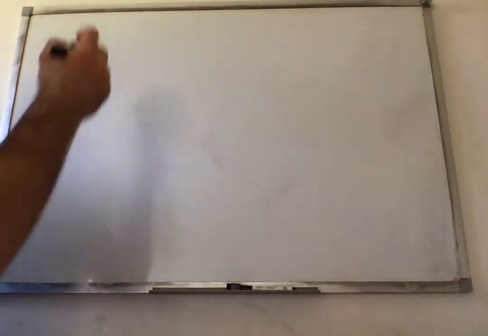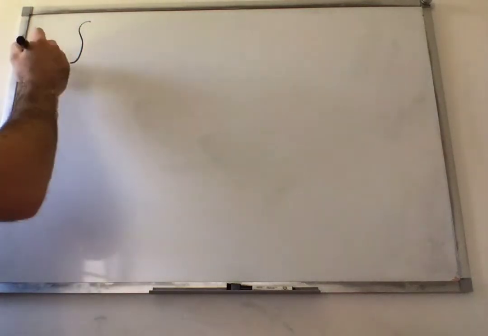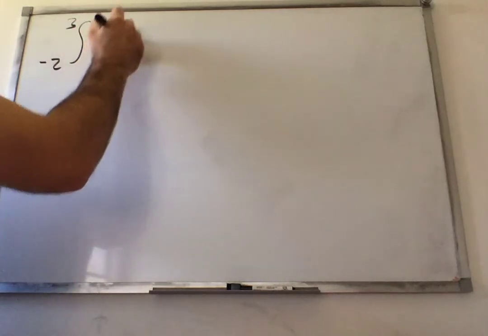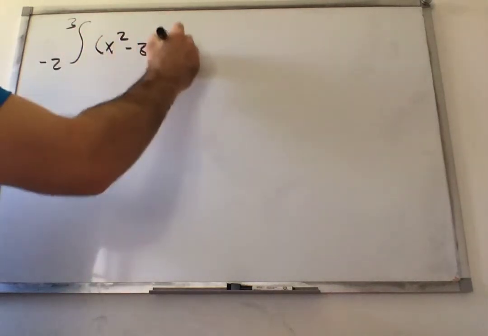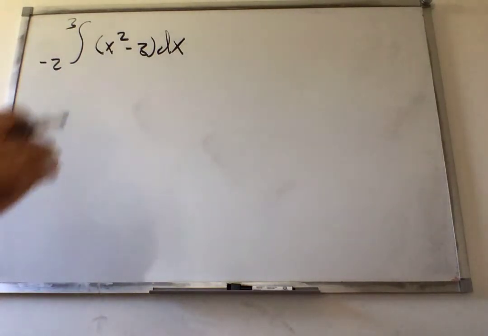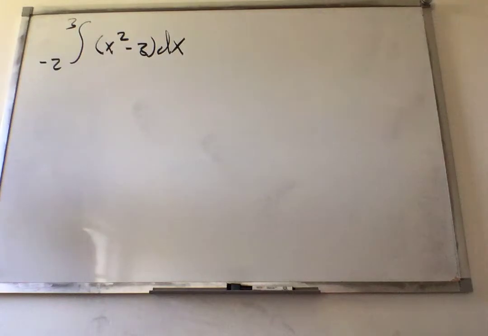Let's see. It says evaluate the integral, find the net change. So it goes integral from -2 to 3 of x squared minus 3 dx. First, let's go ahead and draw a graph of what this is going to look like so we could see what's going on when we take this integral and we could see the areas that we are accumulating.